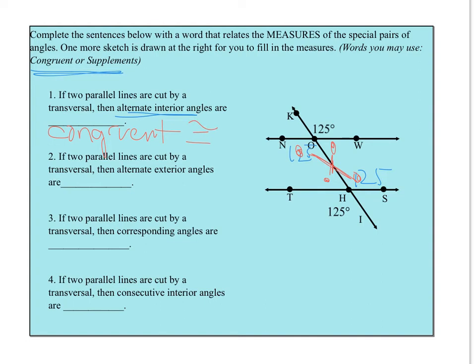All right, now if I look at the next one, alternate exterior angles, well, that's like this one, and then this one, and this one. All right, those 2 pairs are going to be alternate exterior angles. And again, they're going to be congruent.